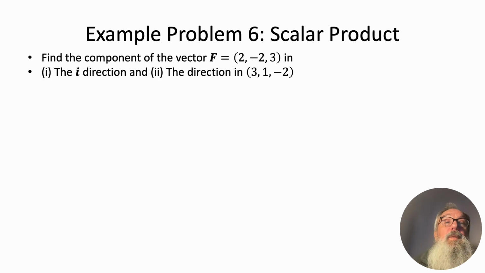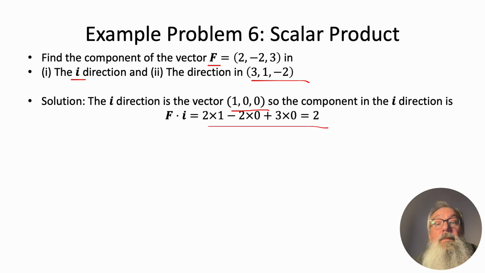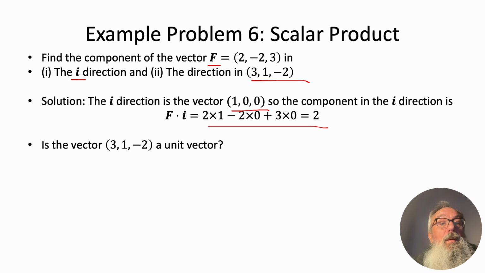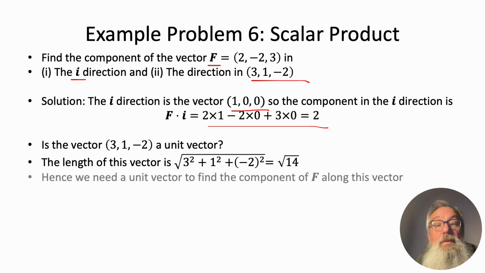Next example, another scalar product. Find the component of the vector F in the direction I and in the direction of 3, 1, minus 2. So the I direction, we know that's a unit vector. So F dot I gives us 2. Is the vector 3, 1, minus 2 a unit vector? Well, we can clearly see that it isn't. We can work that out. It's root 14, so it's not 1.